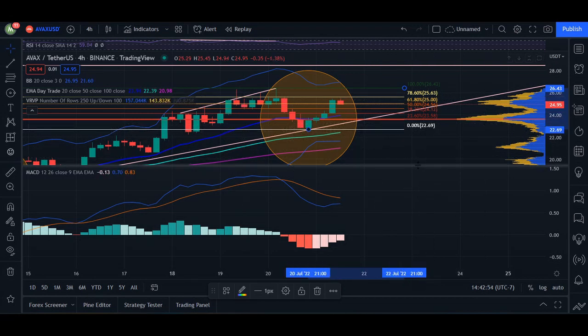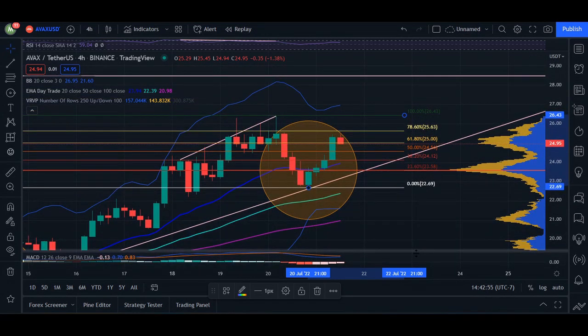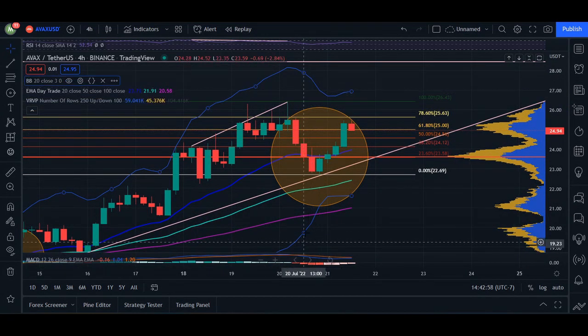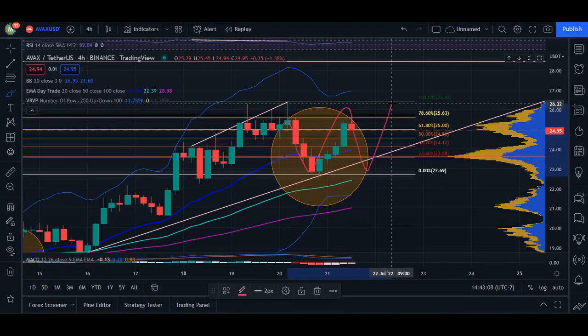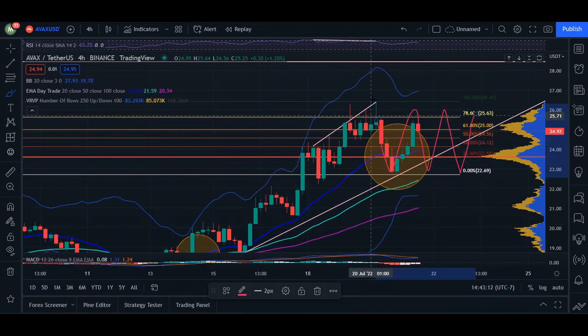What may actually happen here, if you guys can see, as the Bollinger Bands are squeezing in, we see this tight squeeze in here. It may indicate lower volatility, where we may see AVAX consolidating sideways. And that might actually happen until we can get another breakout.